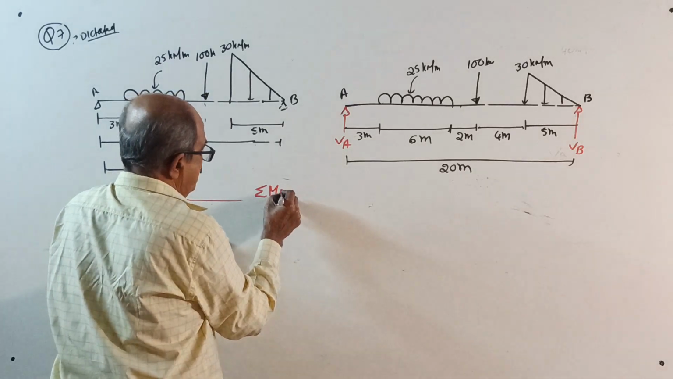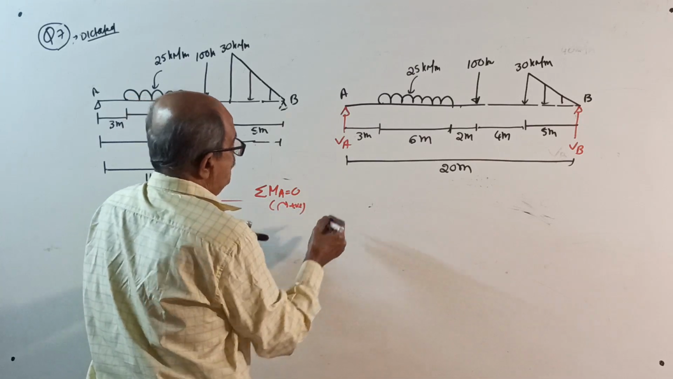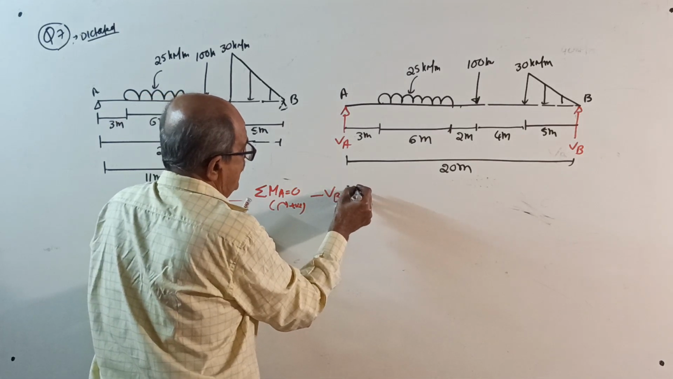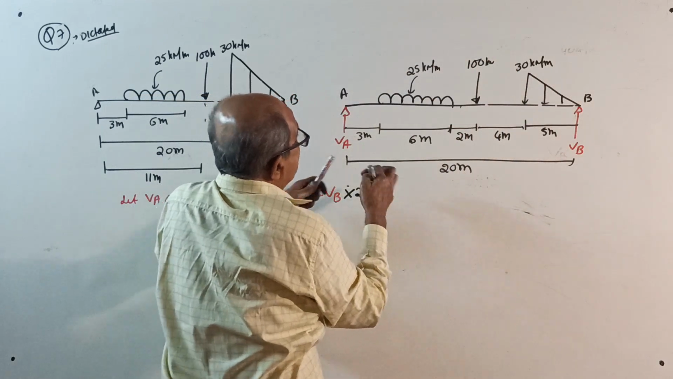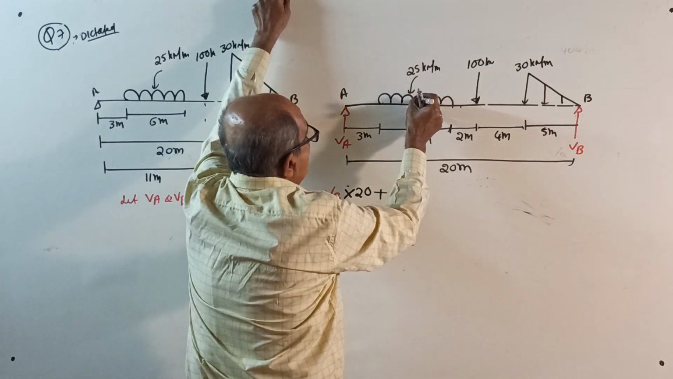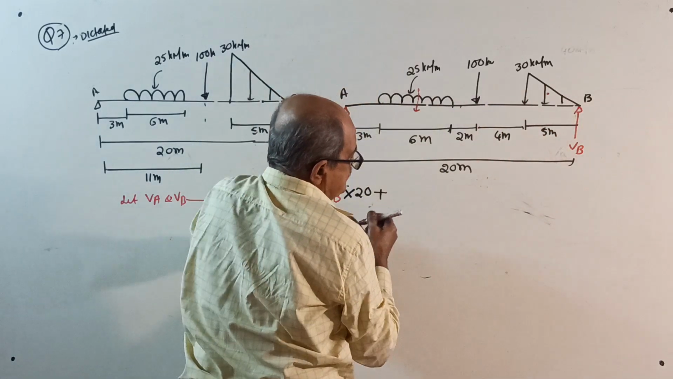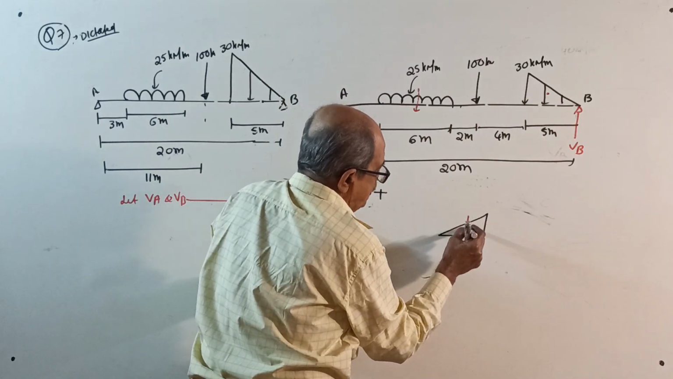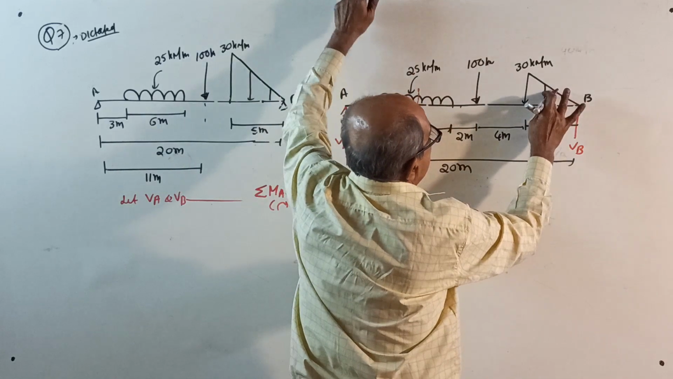Okay, start. Sigma M about A equal to 0. I am solving in front of you today, clockwise positive. Minus VB into 20, plus, see, this total load is acting here. Last time, be careful, it was this way, when the load was acting at 2/3, 1/3. But this time, load is this way. Load will be this side.